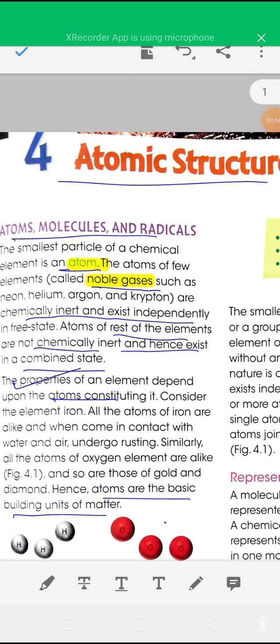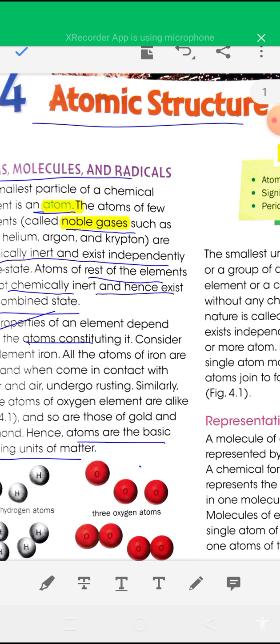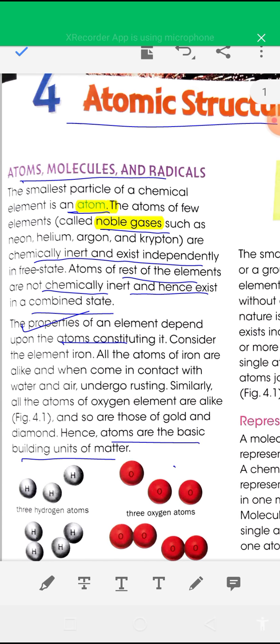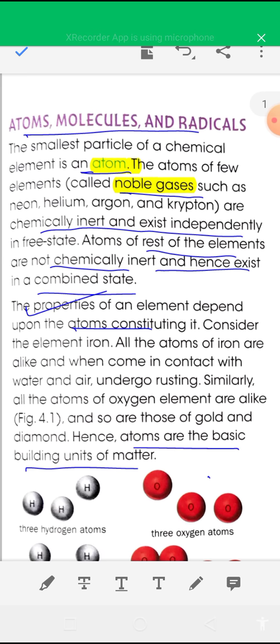In this video I am going to start chapter 4 of class 7 chemistry. The topic is atomic structure. This is the fourth chapter of class 7 chemistry. In this chapter I'll discuss what is an atom, what is a molecule, what is a radical. Okay, so first you have to know what is an atom.